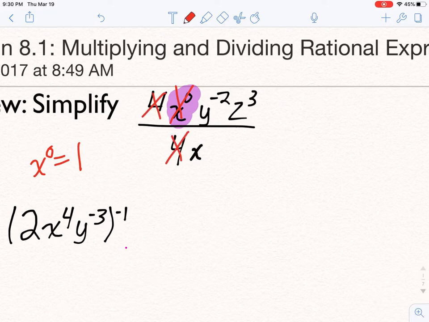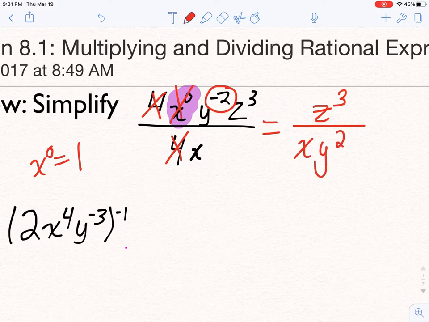And then I got this negative 2 exponent. Again, something we've talked about. Negative exponents mean if I'm in the top, move me to the bottom. If I'm in the bottom, move to the top. So, the z to the third stays up top. That's a positive exponent. I have my x down below, and I'm also moving this y squared down, which makes it positive. So my answer would just be z to the third over xy squared.